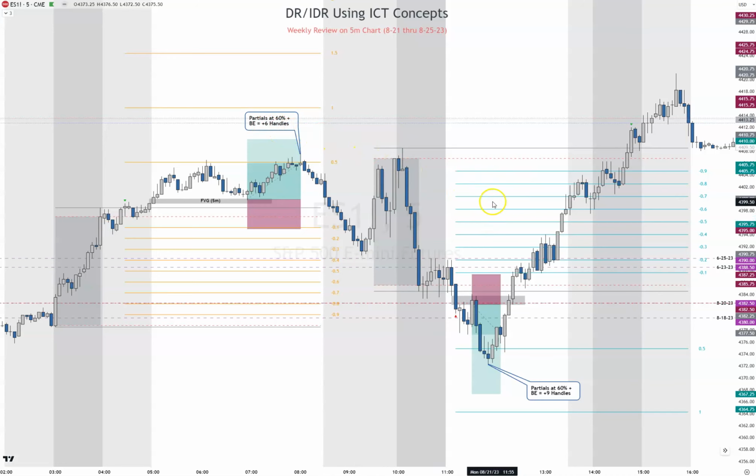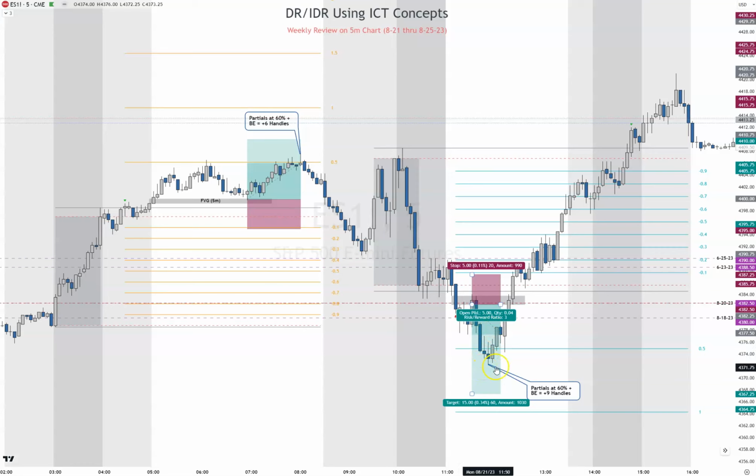So then we have the RDR session. Again, it broke the DR line here, the downside. We left behind a 5-minute fair value gap. Again, this is the 5-minute chart. Price came up, we took our trade, we hit. This is going for 1 to 3, so it's 15 handles we were aiming for.